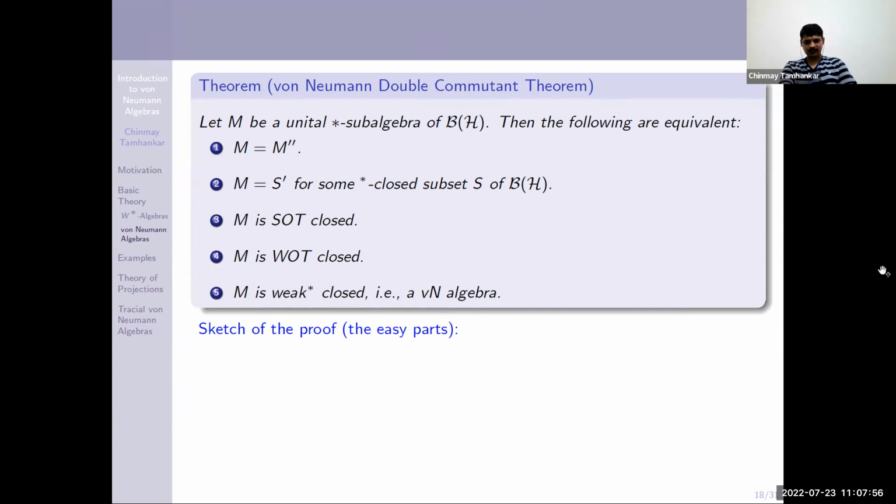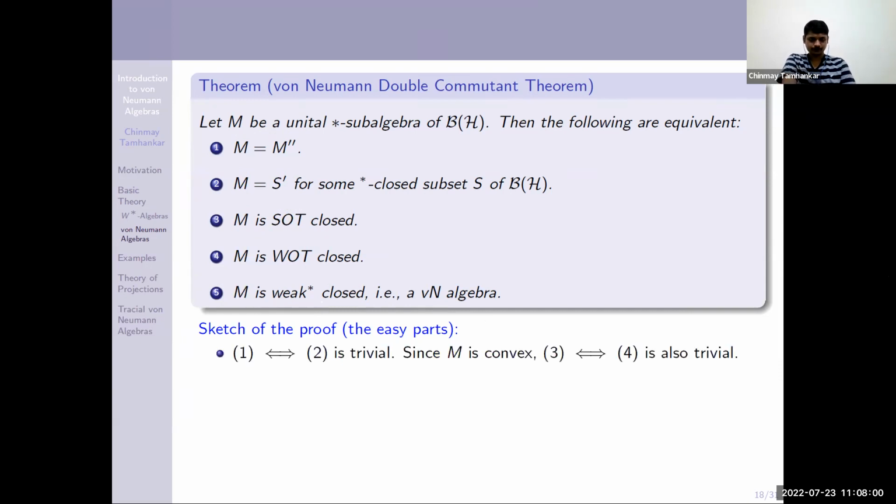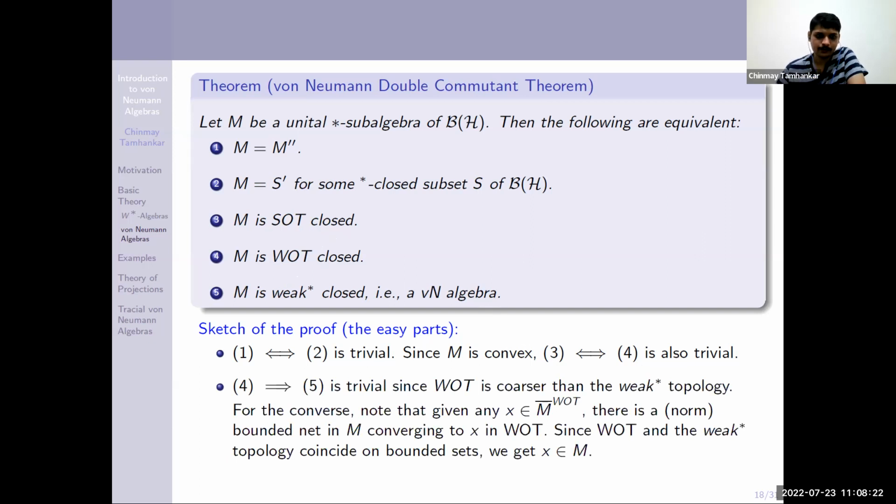Okay, so we'll give a sketch of the easier parts of the proof. One if and only if 2 is trivial by whatever we discussed on the previous slide. And since M is convex, and since convex sets are SOT closed if and only if they are WOT closed, we also get 3 if and only if 4. Now 4 implies 5 is trivial because the WOT is coarser than the weak star topology.